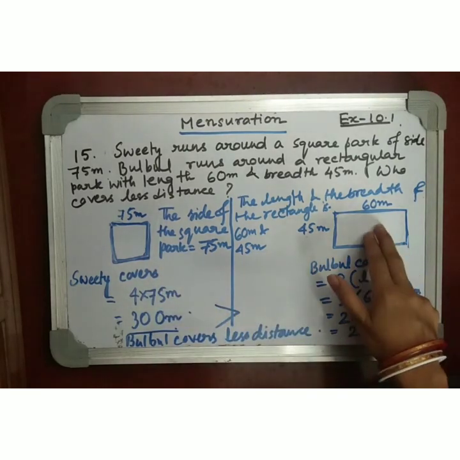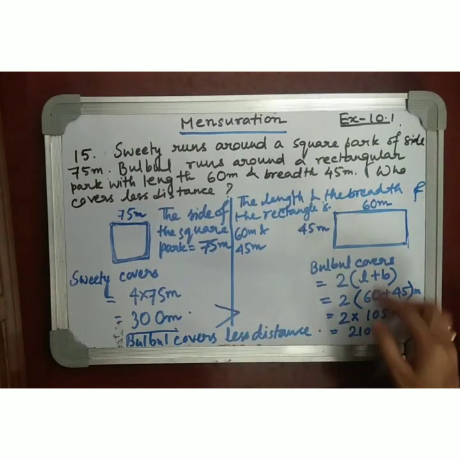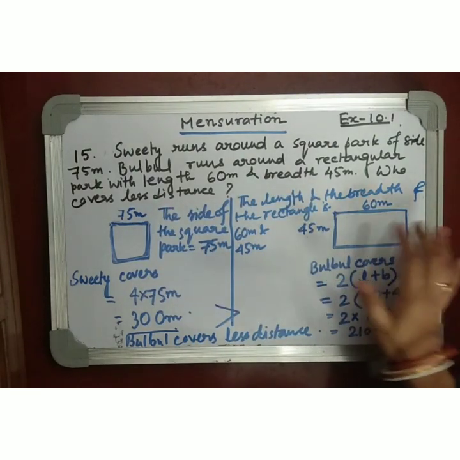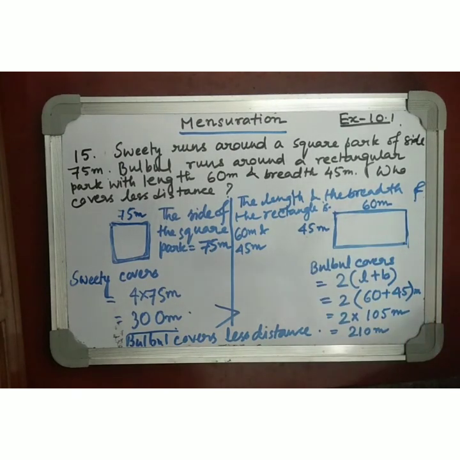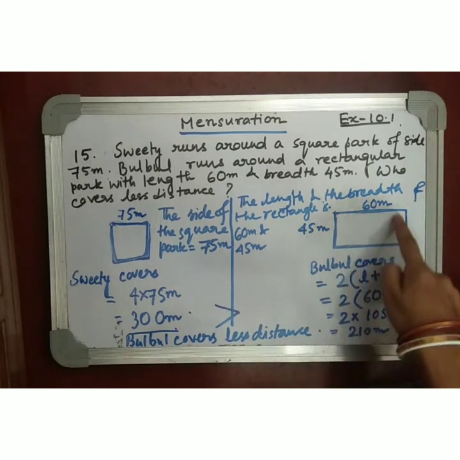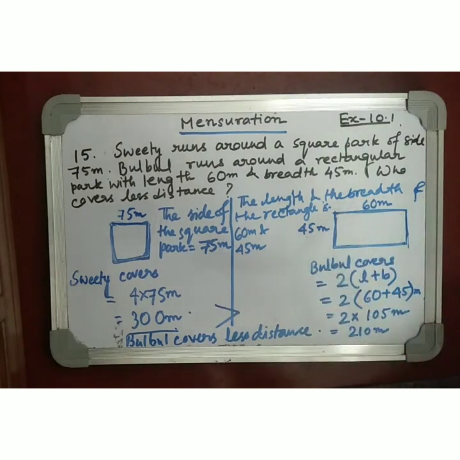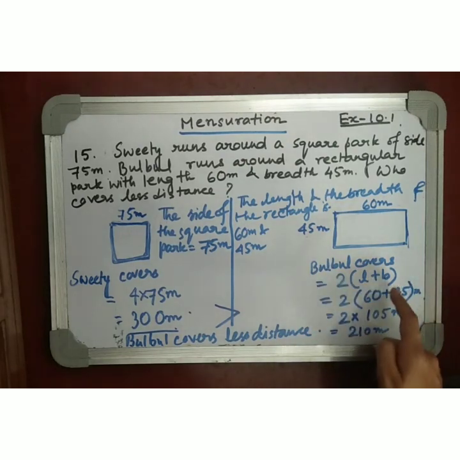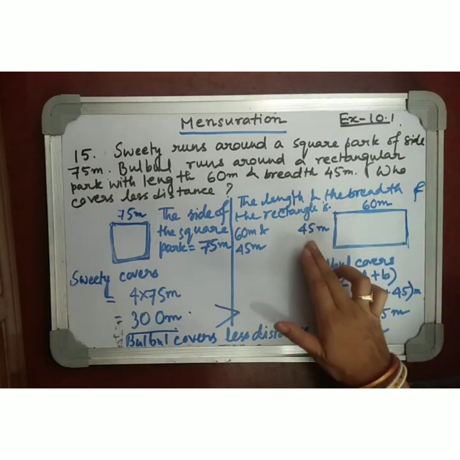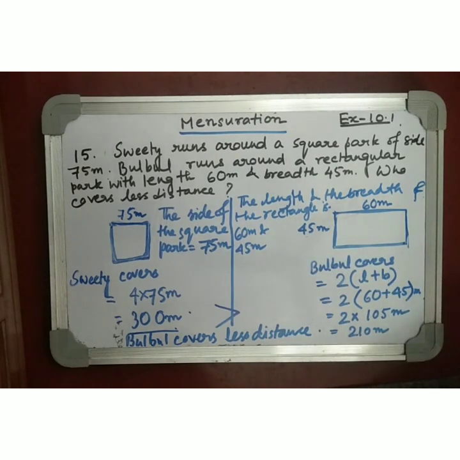Now in case of the rectangle, where Bulbul was running around, the length of the rectangular park was given 60 meter, the breadth of it was given 45 meter, and it is very clear to us that the perimeter of the rectangle is 2 into (length plus breadth). Just because Bulbul was running around the park, it means Bulbul was covering the perimeter of this given park. Okay, so I have found the perimeter of the rectangular park. The length is given 60 meter, the breadth is given 45 meter.